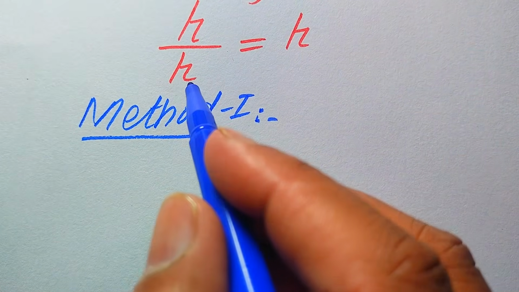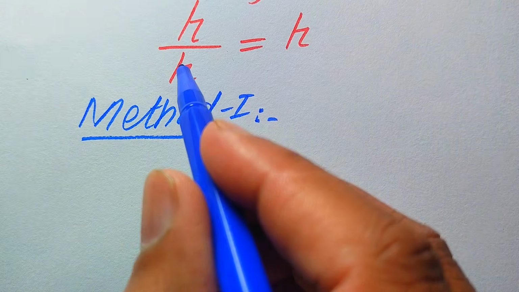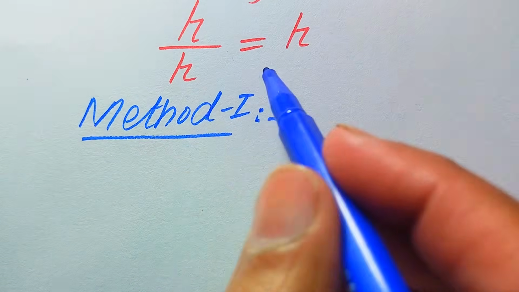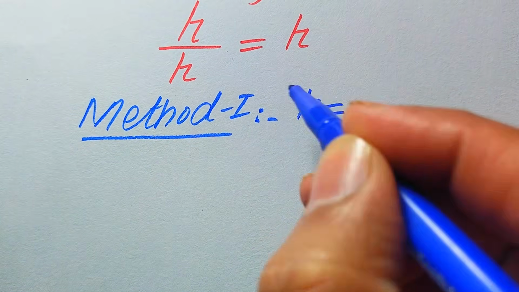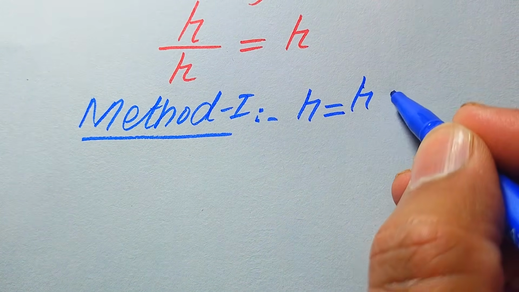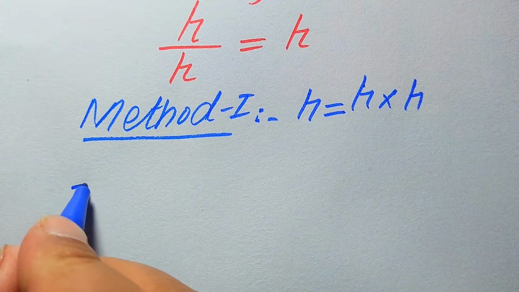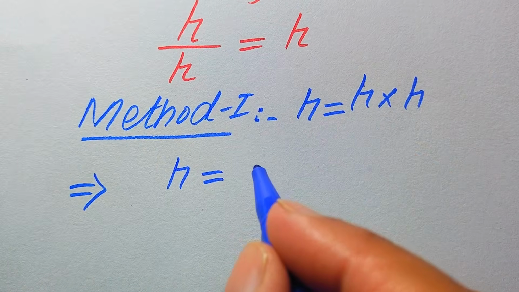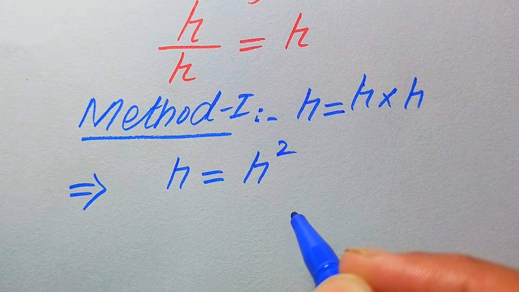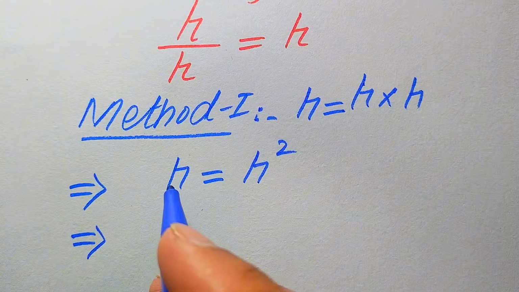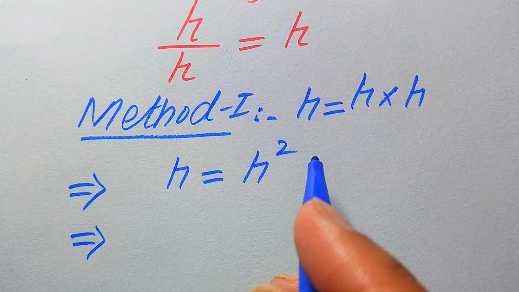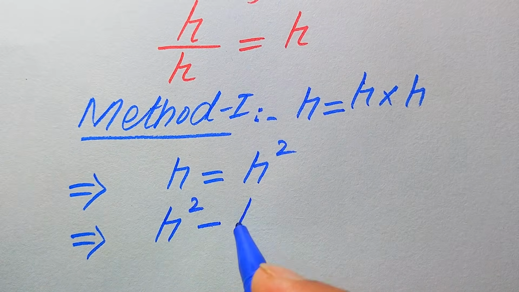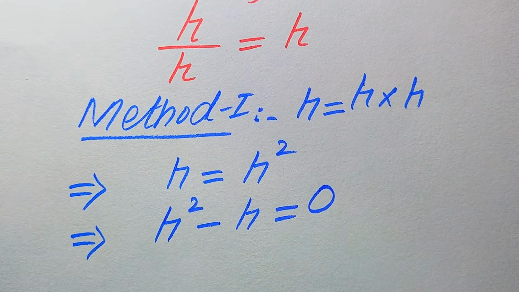Now we move towards the first method. We move the term from the denominator to the right hand side, and you see here this is h, and when we move it to the right hand side, it is multiplied by this h, and it will be written as h multiplied by h. Now in the next step we have h is equal to h times h, which becomes h square. Now in the next step we move this h from the left hand side to the right hand side, and it will be written as h square minus h is equal to 0.